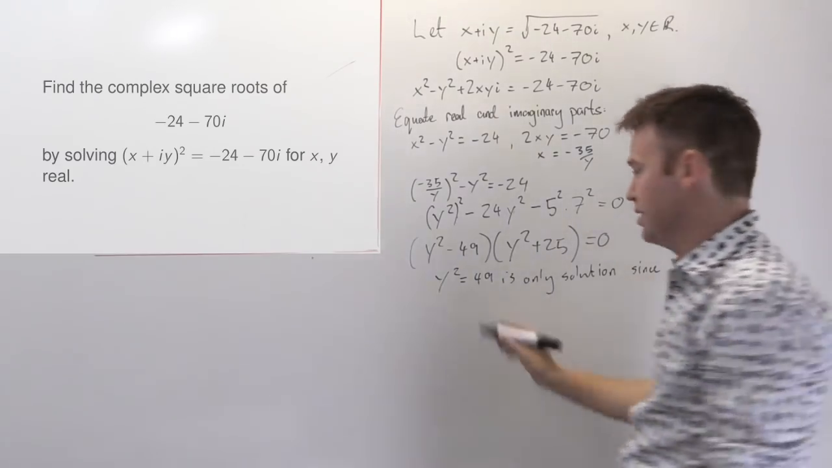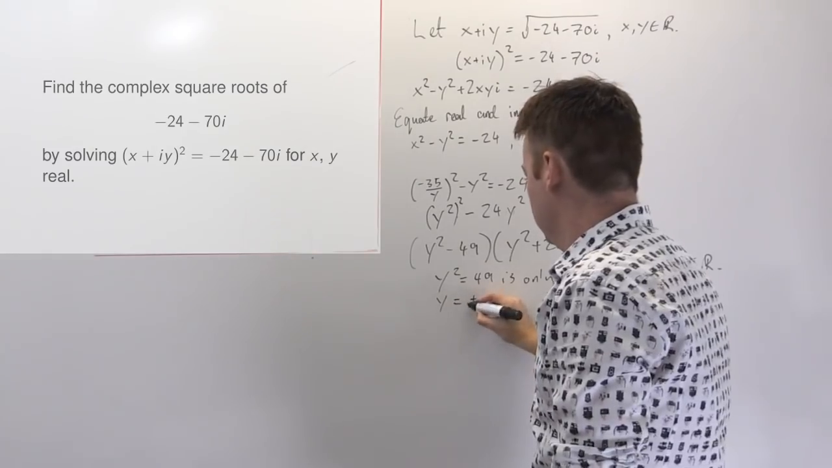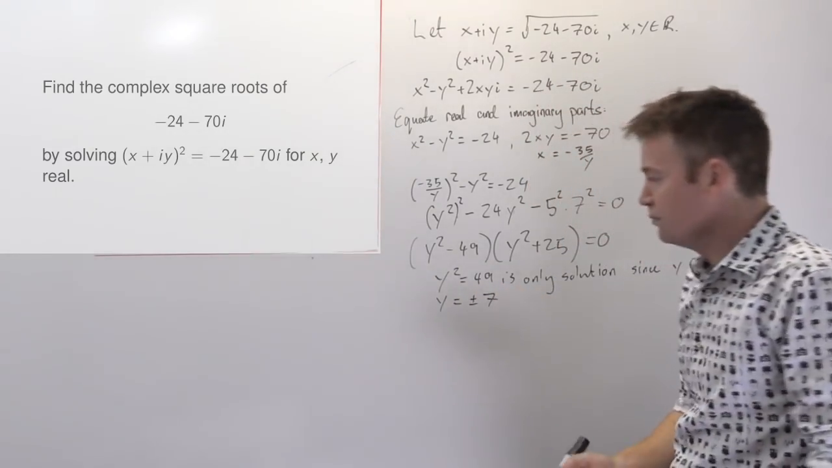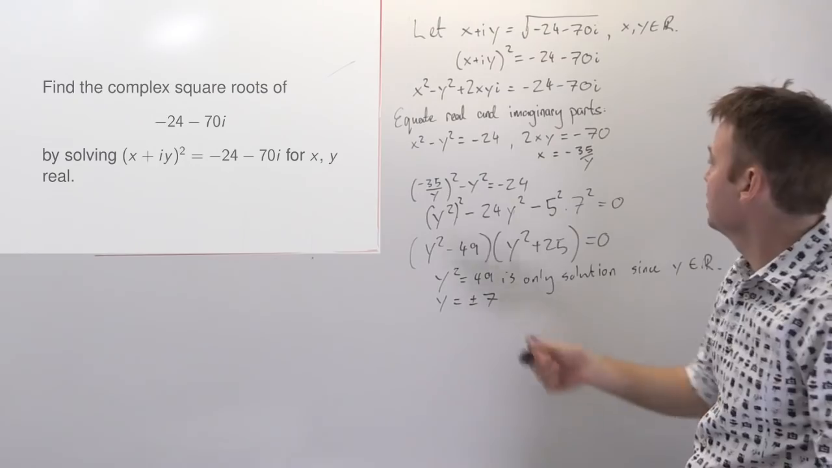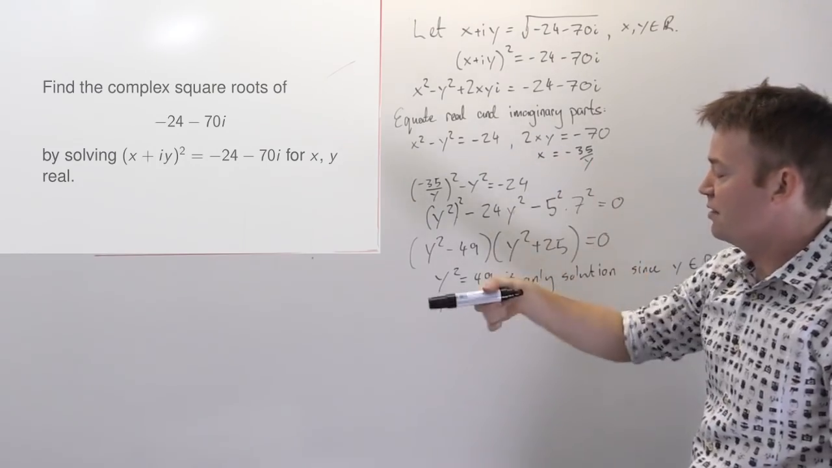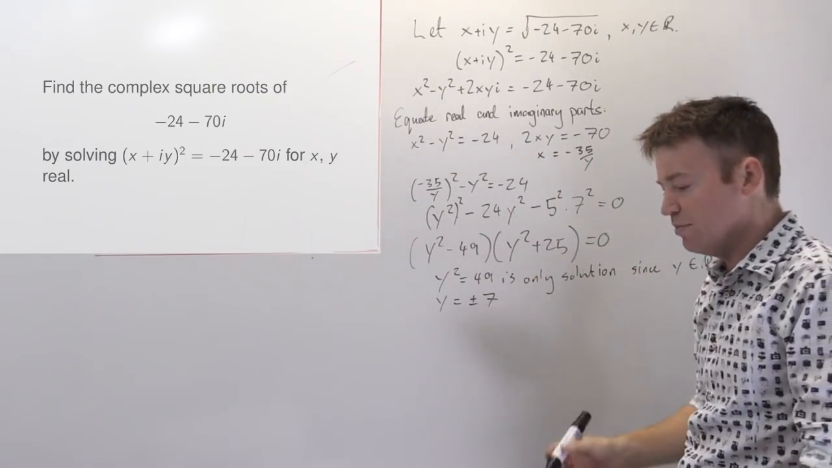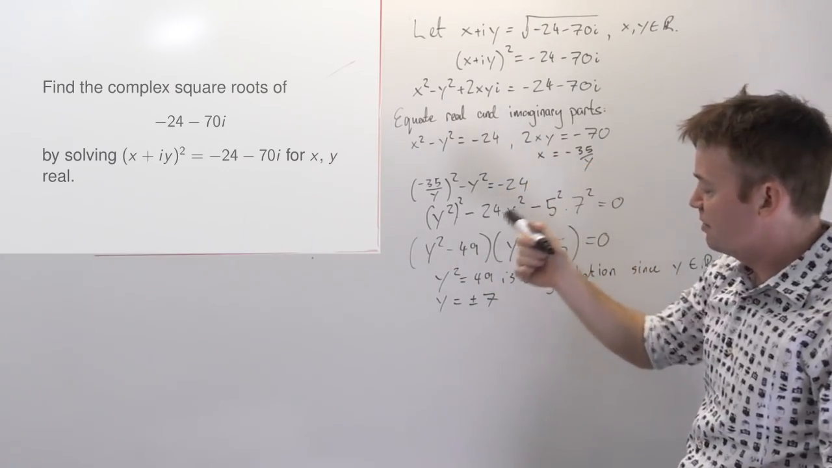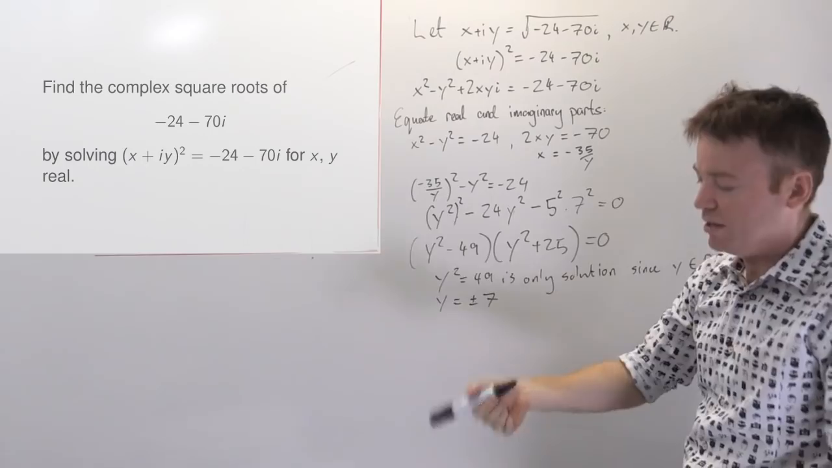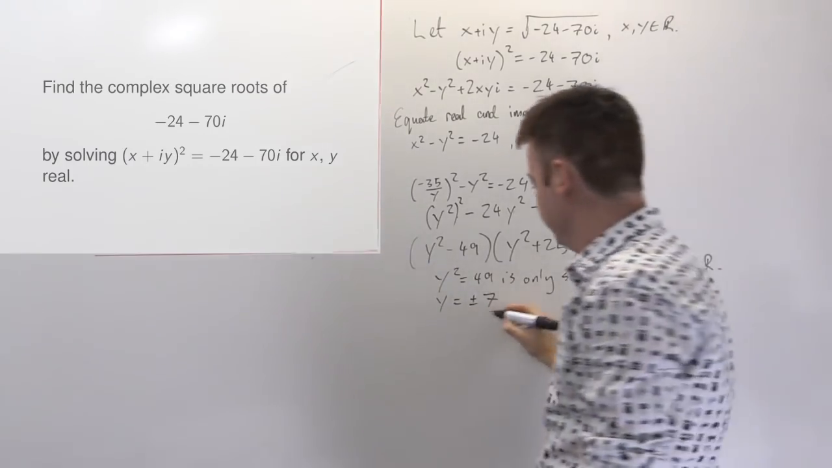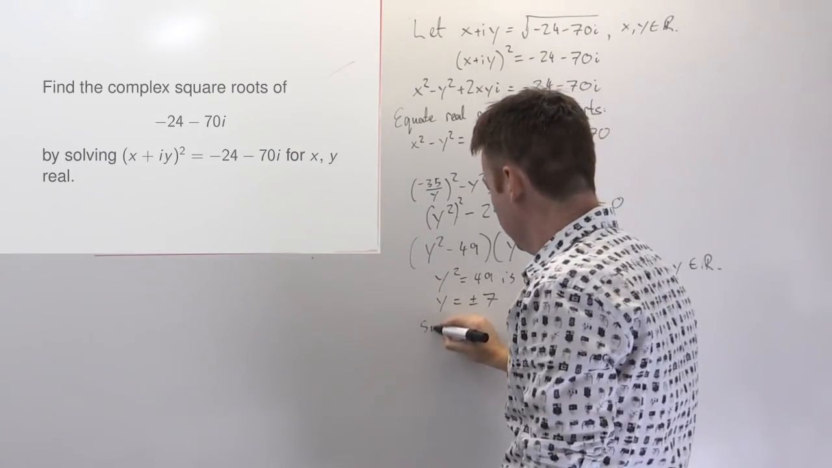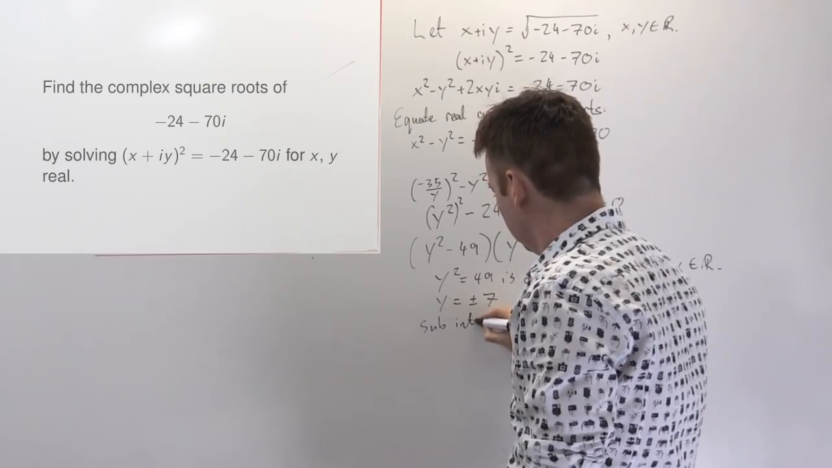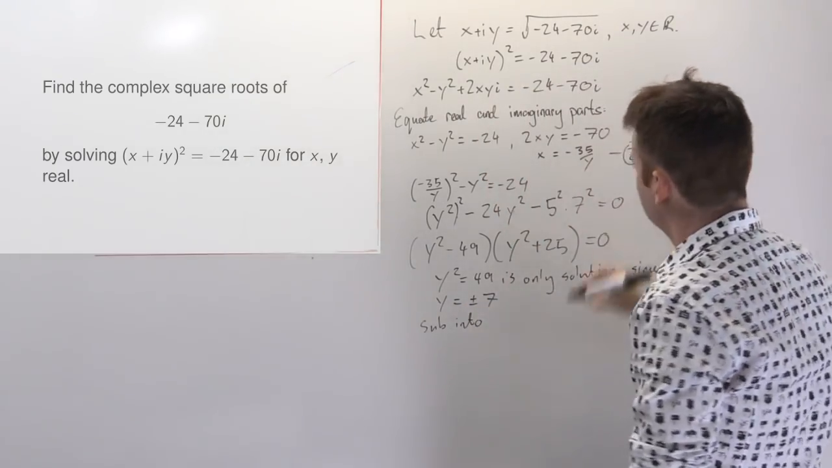So y must be plus or minus 7. And if y is positive 7, then x must be... Did I say that right? If y is positive 7, x is negative 5. And if y is negative 7, then x has to be positive 5. There we go, of course equation 2.